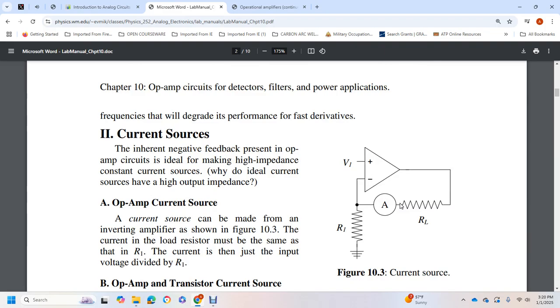The inherent negative feedback present in op-amp circuits makes ideal, high impedance, constant current sources, as ideal current sources have high output impedance. Op-amp current source: a current source can be made from an inverting amplifier, shown in figure 10.3, with the load resistor in the feedback path. The current is set by the input voltage divided by resistor 1.